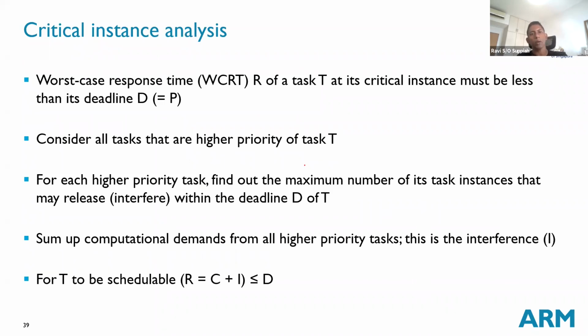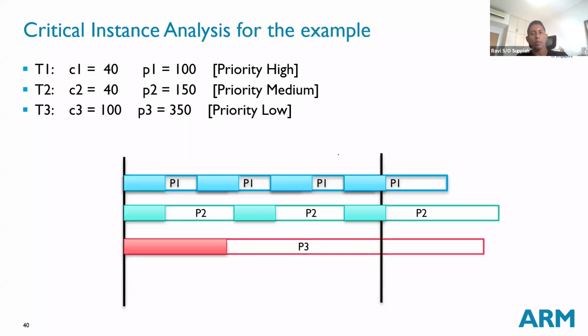So what we need to do for the critical instance analysis is look at the worst case response time for a particular task. We want to look at the maximum number of task instances that may release for the higher priority tasks, and then we look at how the overall computational demands from the higher priority tasks are going to interfere with the current lower priority task. I think if you look at an example, we get a better idea.